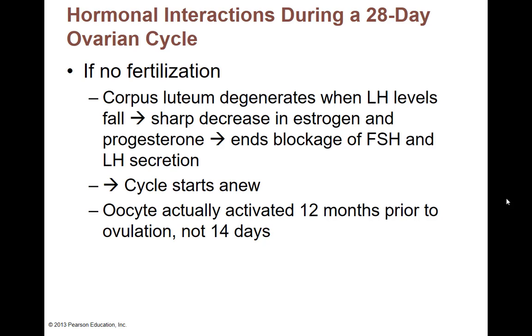Now, a little interesting thing: an oocyte that gets released is actually activated about a year before ovulation, not 14 days. Those primordial follicles that just hang out on the outside, about a year before they are ovulated, get activated and start to grow. For them to finish growing takes a little bit longer than 14 days. So they start to become primary follicles about a year ahead of time.